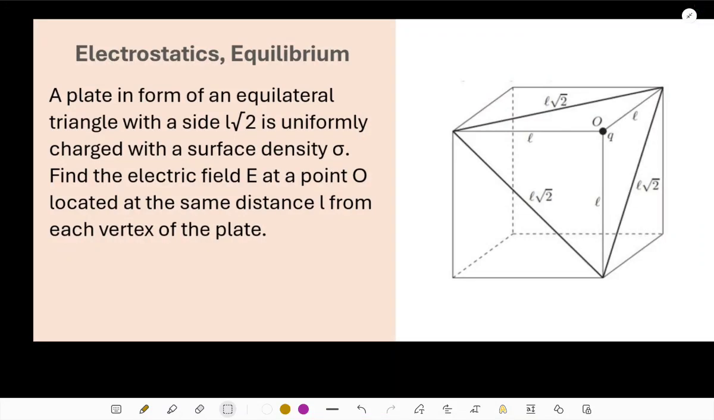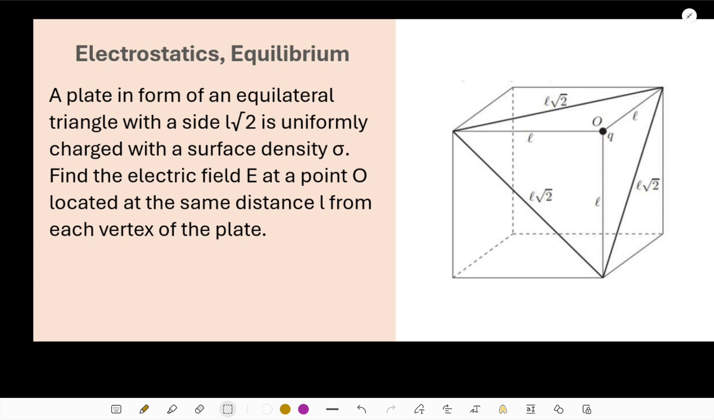And here we have one more problem related to the same ideas somehow. It's related to everything we have studied or we are solving. So you can see that this problem says a plate in the form of an equilateral triangle. Yeah, there is a plate, and it's equilateral with a side L root 2. Yeah, root 2 is the side length.